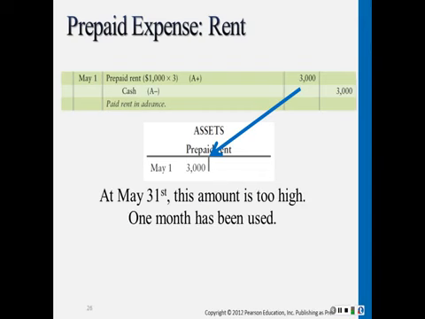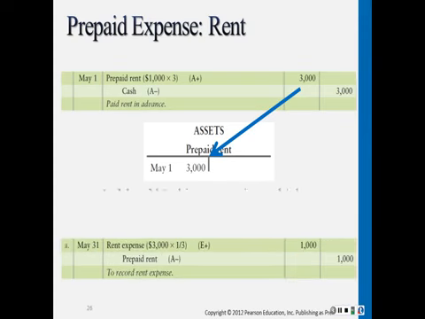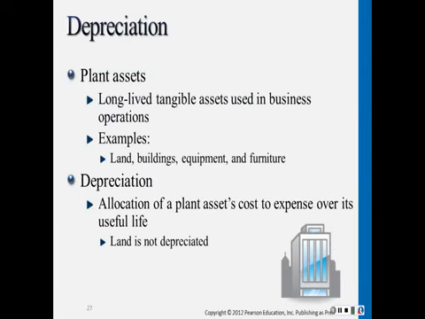At May 31st, prepaid rent should be decreased for the amount that has been used up. The adjusting entry transfers $1,000, or 1/3 of the $3,000, from prepaid rent to rent expense. The prepaid rent is an example of an asset that was overstated prior to posting the adjusting entry. Notice that the ending balance in prepaid rent is now $2,000.